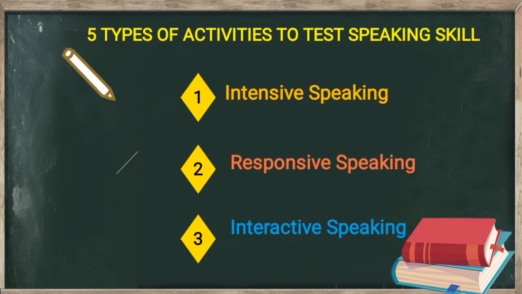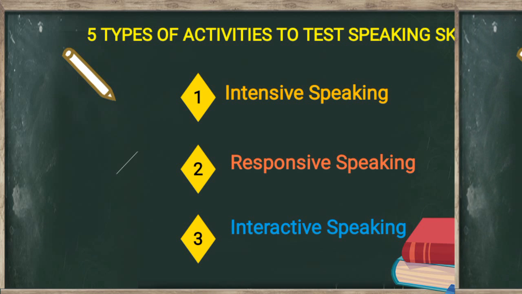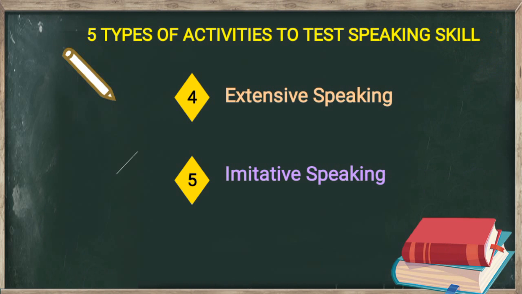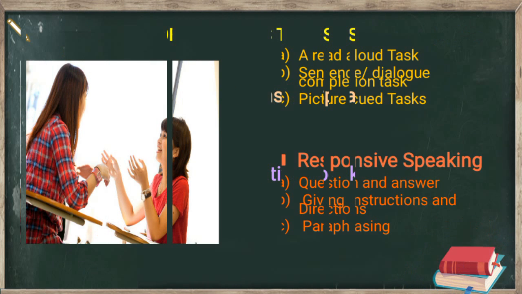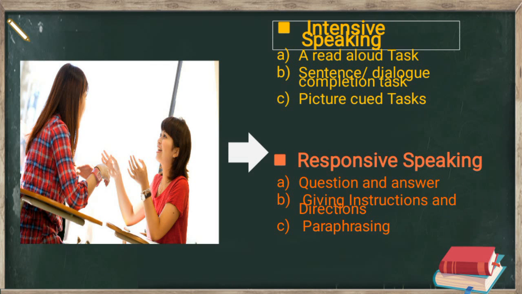The first is intensive speaking, the second is responsive speaking, the third is interactive speaking, the fourth is extensive speaking, and the last is imitative speaking. Now we are going to explore a little bit about each one of them. The first is intensive speaking. These are some of the tasks which can be used when using intensive speaking.